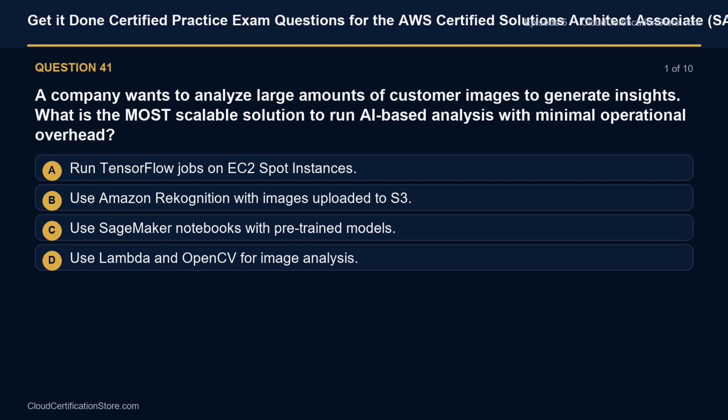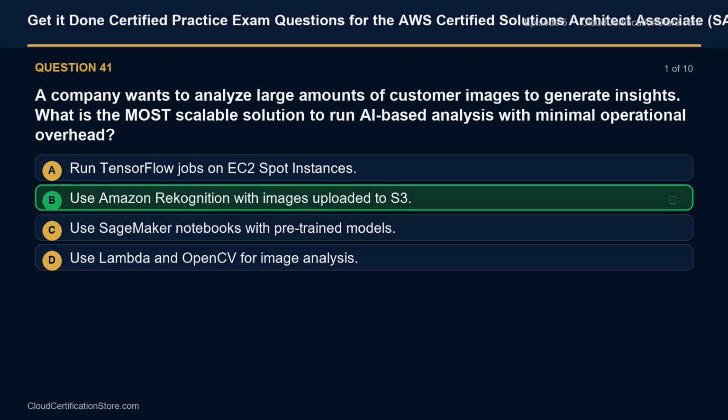Option C. Use SageMaker notebooks with pre-trained models. Option D. Use Lambda and OpenCV for image analysis. The correct answer is B. Use Amazon Rekognition with images uploaded to S3.